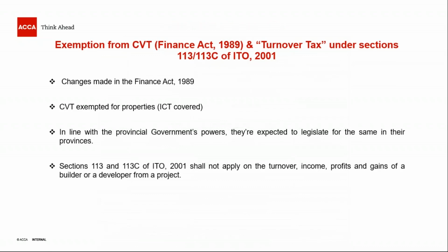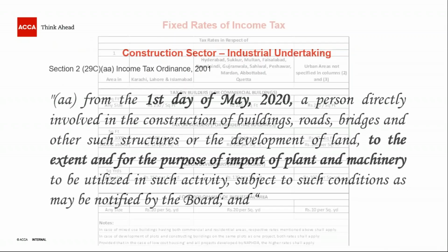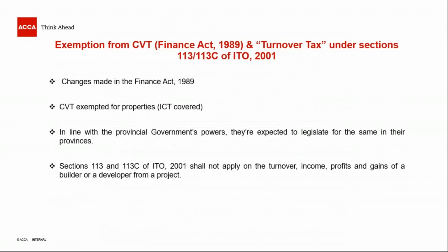Next major relief after the fixed rates incentive is the declaration of the construction sector as an industrial undertaking, particularly in lieu of the import of the plant and machinery required for the construction works, be it building or development. Another major incentive is the exemption from CVT by way of a change in the Finance Act 1989, as well as the exemption from turnover tax under section 113(C). So it falls very beautifully with the introduction of fixed tax rates, that now these fixed tax rates have been introduced and they have done away with the turnover tax under section 113(C).